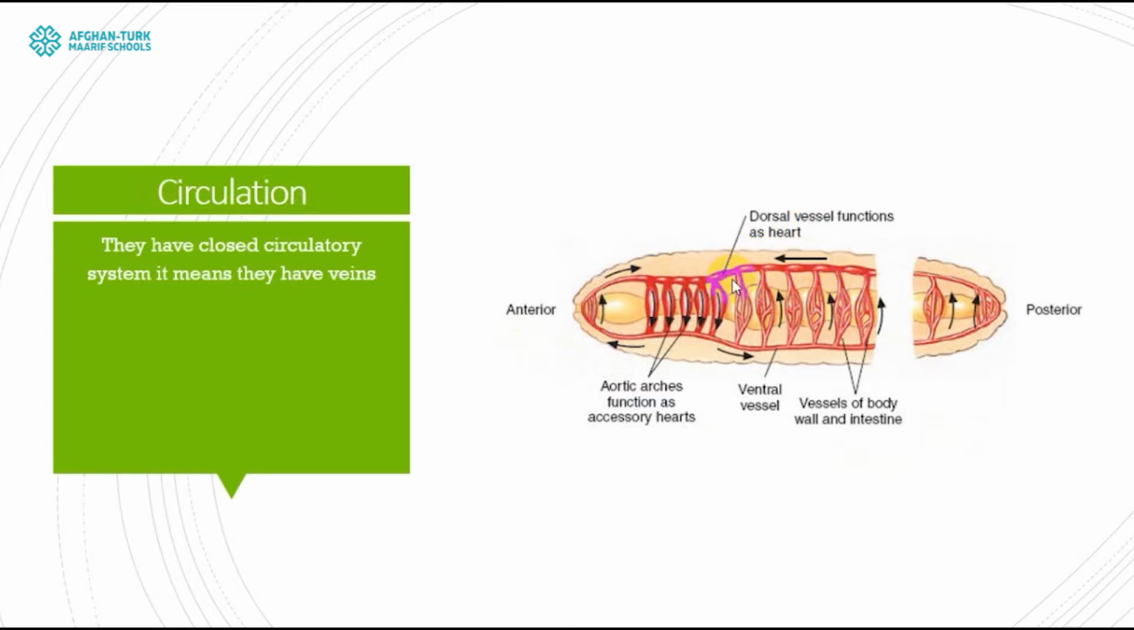Their circulation is closed, means they got a dorsal vessel functioning as a heart. And this dorsal vessel is connected with other vessels, and that blood which is getting pumped with that dorsal vessel is not coming out from those vessels. It means blood is always flowing inside vessels. That's why we can call it closed circulation.